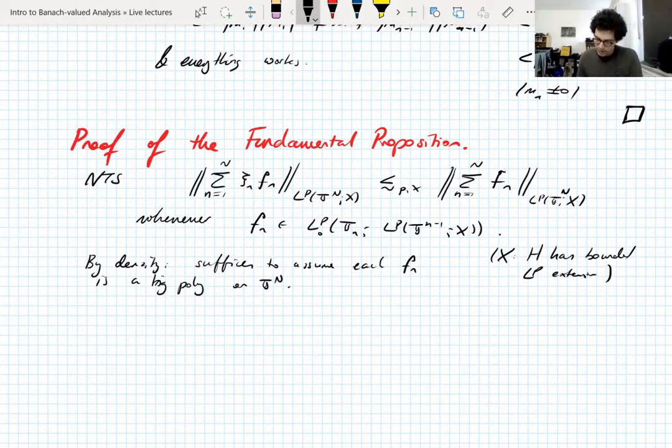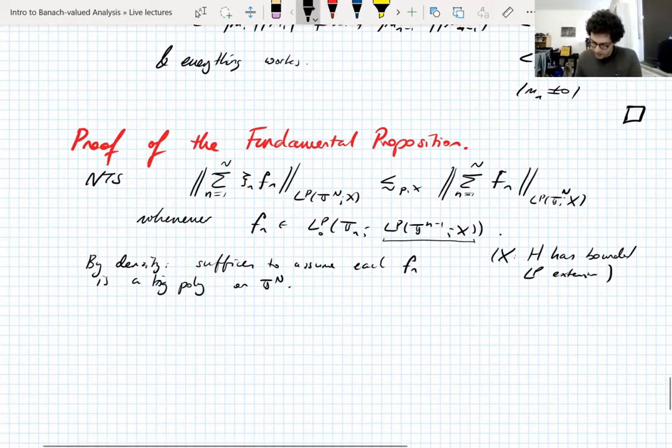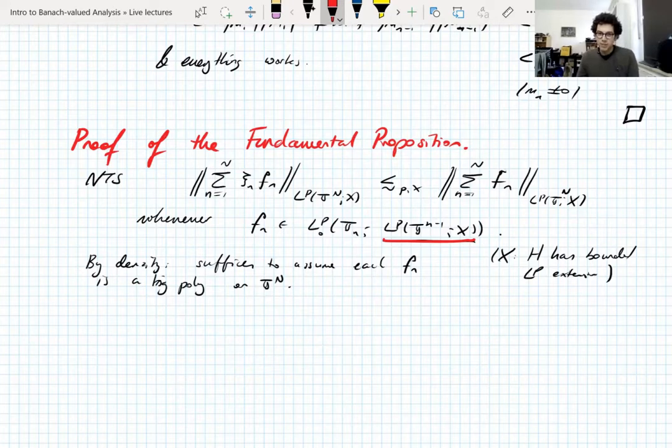Basically, it's a double density argument. The trigonometric polynomials are dense in this space, and they're dense in Bochner spaces. So you just first approximate the whole function by trigonometric polynomials valued in the target space, and then you approximate the values in the target space by trigonometric polynomials. Basically a double density argument that's painful to write down, but obvious when you see it. So we won't do it. We can just assume every F sub n is a trigonometric polynomial. That's not a problem.